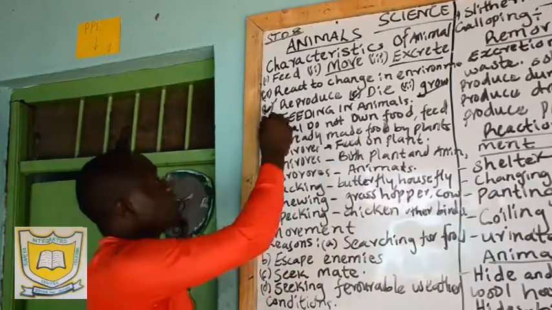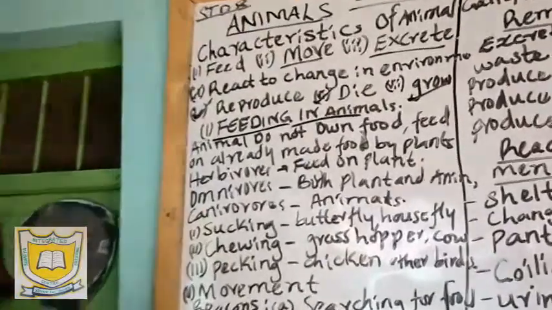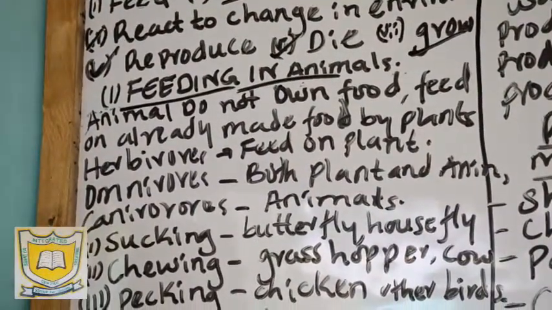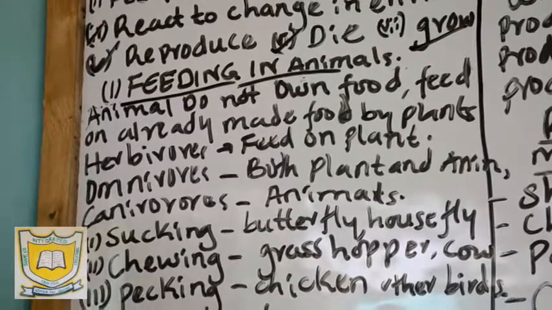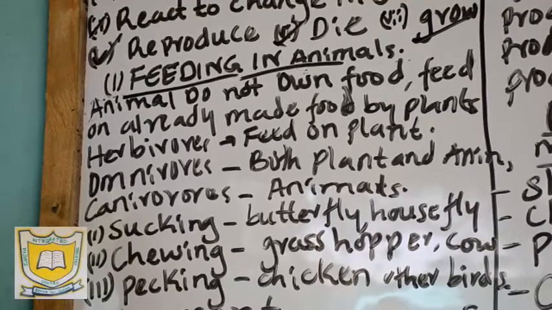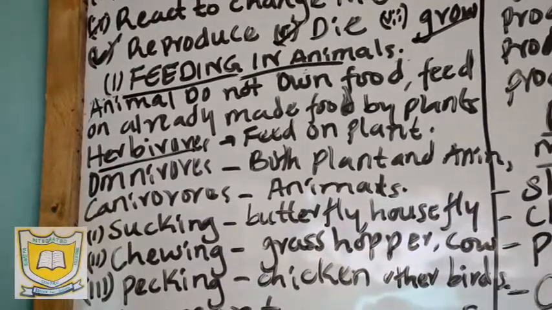We also have to discuss more about feeding, because all animals experience types of feeding. They always have different types of feeding. The way human beings feed is different from the way chicken feed, and different from the way cow and sheep feed. Number one, we have those animals that feed on plants, which we already discussed during the topic on food chain.